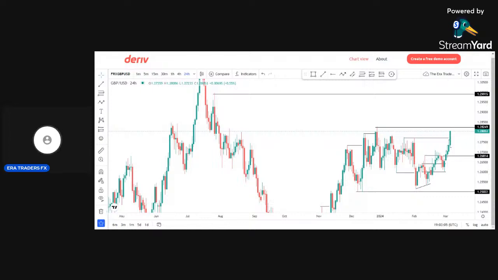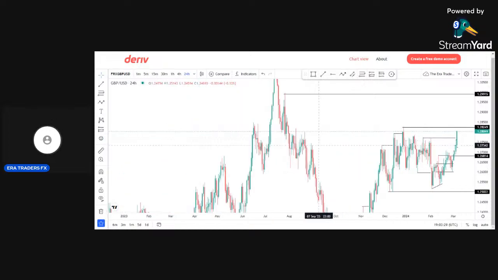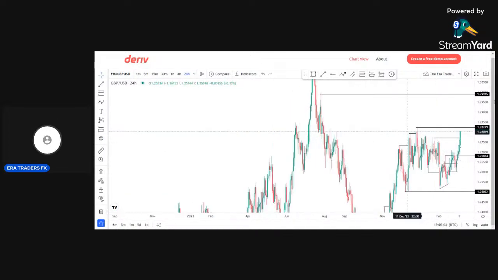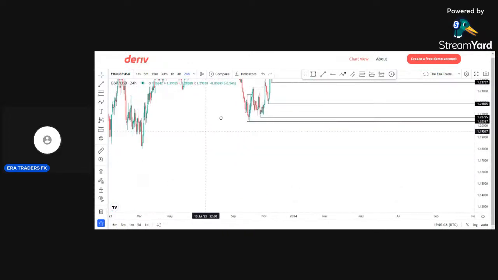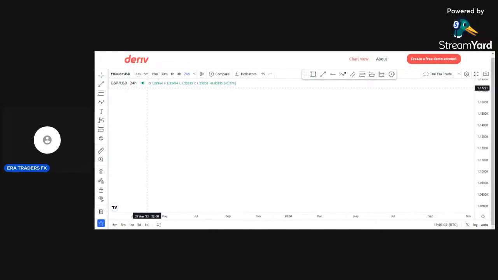But for the internal range liquidity, we have fair value gaps, order blocks, breaker blocks, mitigation blocks. One of the most important ones here is the breaker block and the mitigation block. That's why I said in their order of importance, the mitigation block is higher than the breaker block. Institutions most of the time use the mitigation block to pick their orders. All right. Let me show you an example.